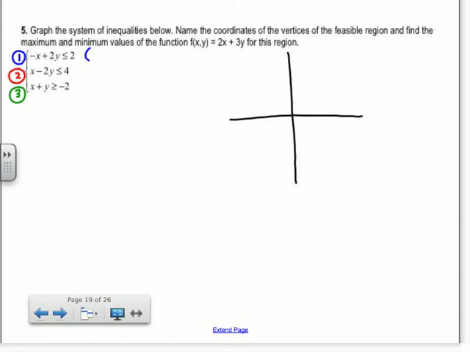So if I plug in 0 for y, so cover up the y, you get negative x equals 2. So that means x is negative 2. Plug in 0 for x, you get 2y equals 2. So y equals 1. Okay, so I have negative 2, 0, and I have 0, 1. That's line number 1. So remember to go ahead and mark it just in case you need to use that line later.